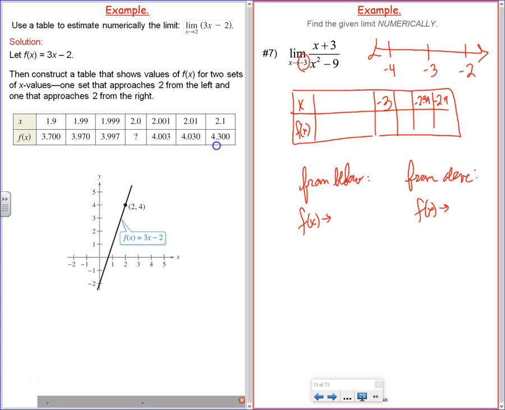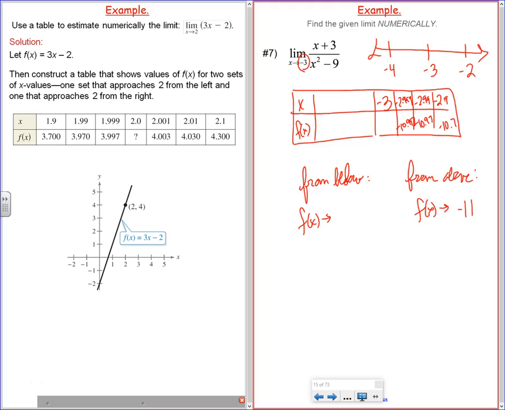-2.99, -2.999. Someone give me the decimal for -2.9. Negative 10.7. 10.7? How about for -2.99? Negative 10.97. So then it'd be negative 10.997. Ooh, does that kind of look like the function's going to -11-ish?